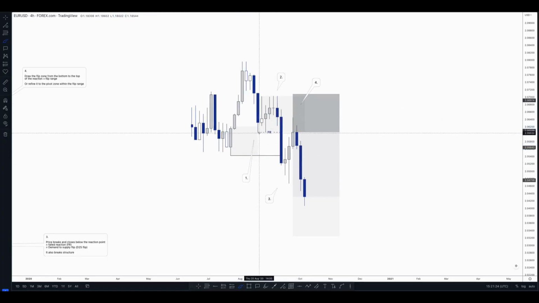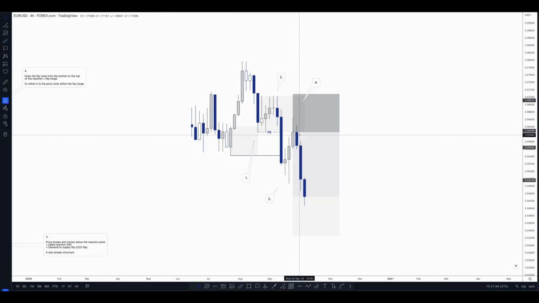And then what do we do? We draw our supply zone from the low of the reaction to the top of the reaction. And that is your flip range. That's your demand to supply flip range. And you can look to enter, or you could refine to the single candle, but sometimes you're not going to quite get tagged in. You see how it just misses it? And that's what can sometimes happen if you over refine. It is what it is.